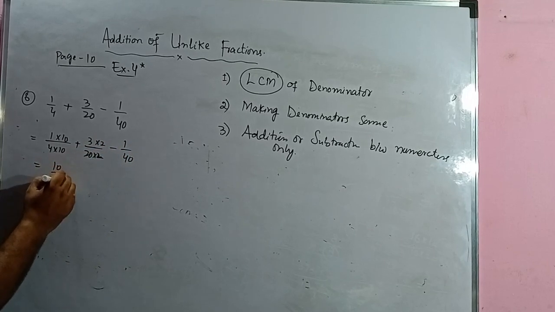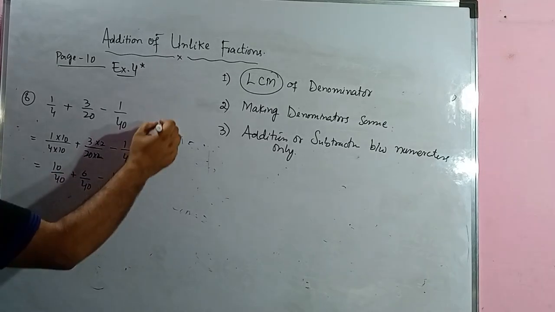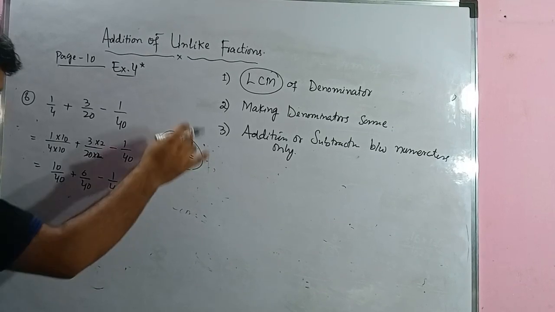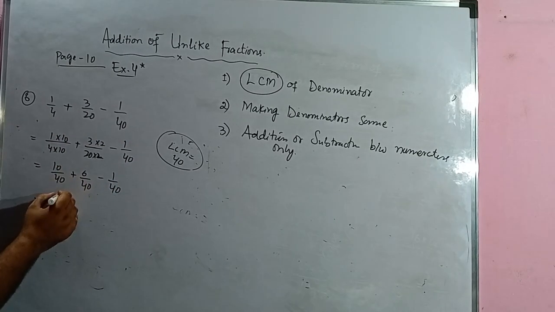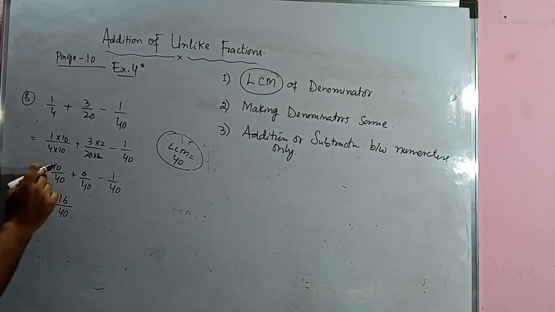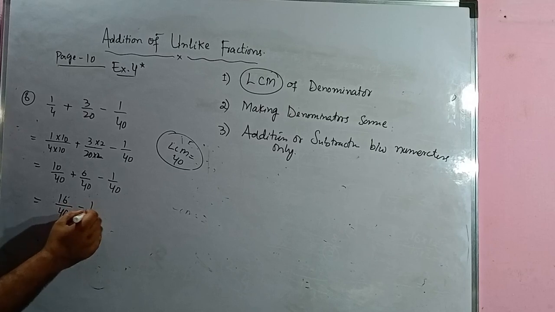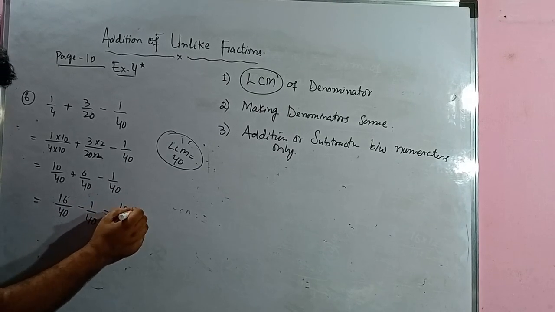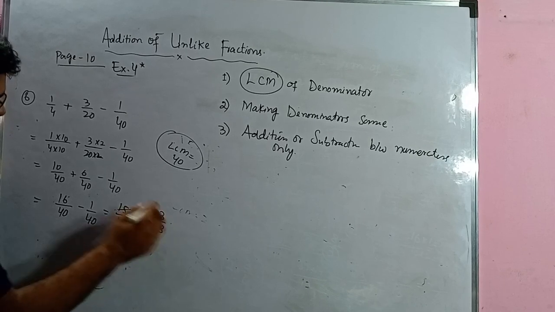That is 10 by 40 plus 6 by 40 minus 1 by 40. Here understand, remember, LCM is 40. You can use the method and you will find 40. So 10 plus 6 is 16 by 40. First, these are the like terms, these are plus terms. We will add the plus terms. Minus 1 by 40, that is 16 minus 1, that's 15 by 40. Now 5 3s are 15, 5 8s are 40. So 3 by 8 is the answer of this question.